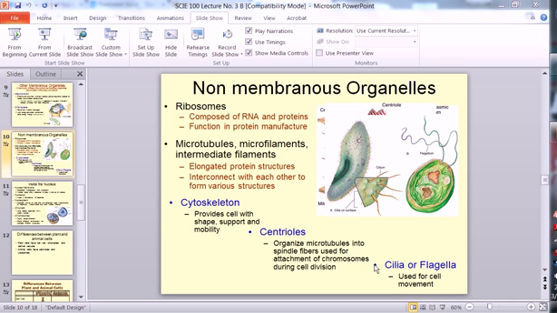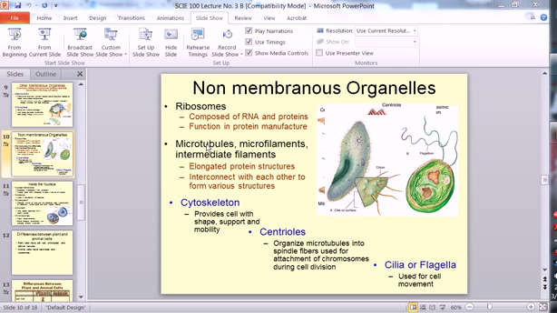Okay, so let's talk about some non-membranous organelles. The very first one is ribosomes. Ribosomes are considered the protein factories, and they're made of RNA, specifically rRNA, which is ribosomal RNA, and proteins. They are involved in the production of protein, so that is why they're called the protein factories, and these are non-membranous organelles.